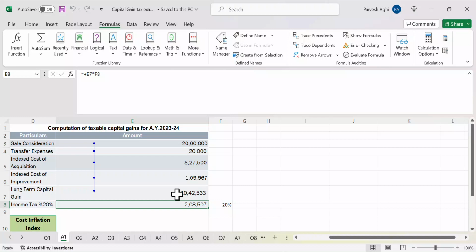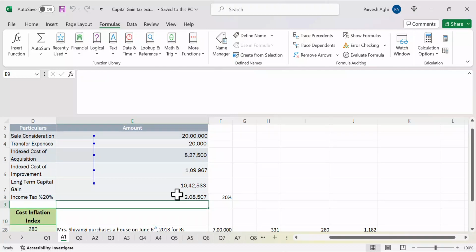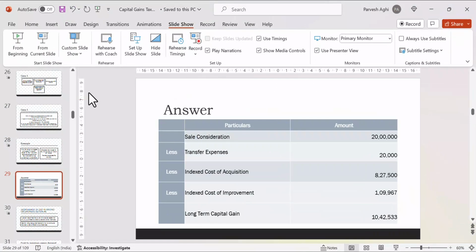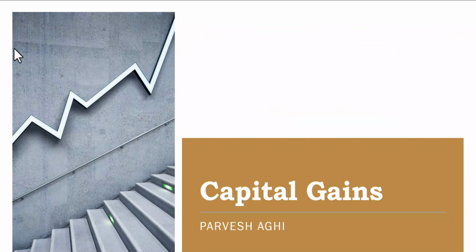Okay, fine. Is the cost of improvement also indexed? Cost of improvement as well as cost of acquisition, yes. हाँ, और जब आपने टोटल लॉन्ग टर्म कैपिटल गेन निकाल लिया तो आपको उसके ऊपर 20% टैक्स देना है. Okay, so which I am going to show you here, which I just skipped at the beginning.